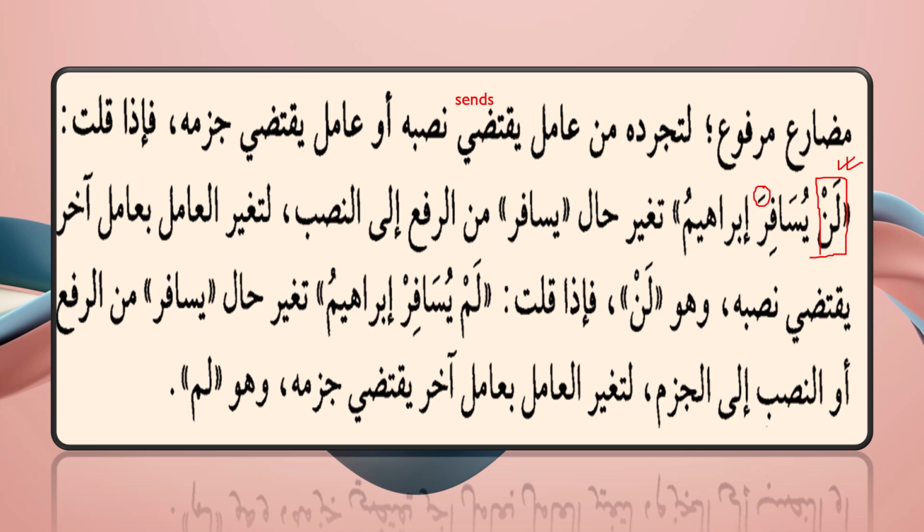And then in our third example, the jazm case, due to the tool of jazm, which is our factor, the fail mudare has undergone change. It has changed the haraka from fatha to sukun, and when you see a sukun on the last letter, know that it is in jazm case. It is recognized by a sukun. So our factor lam has made this fail mudare go into the jazm case. This is the explanation of how the fail mudare undergoes change.